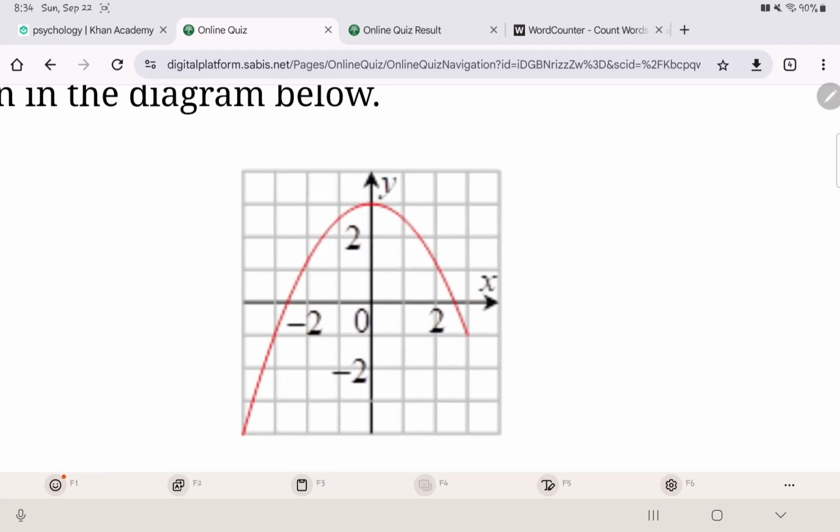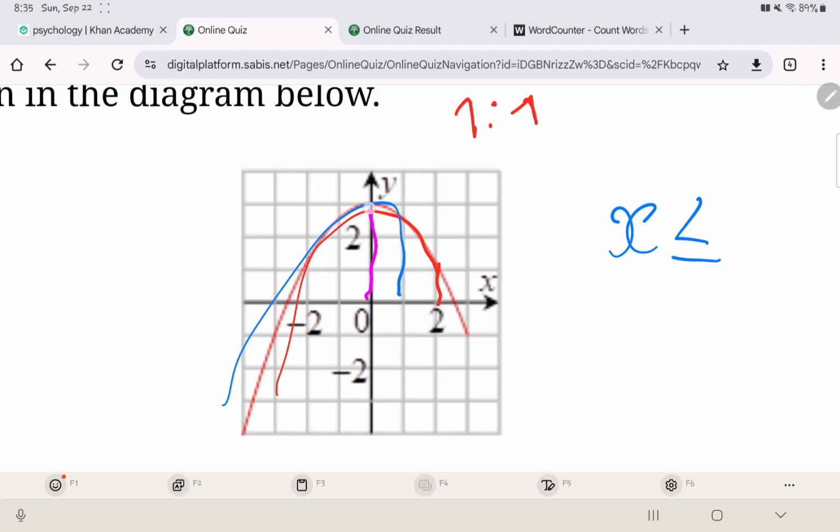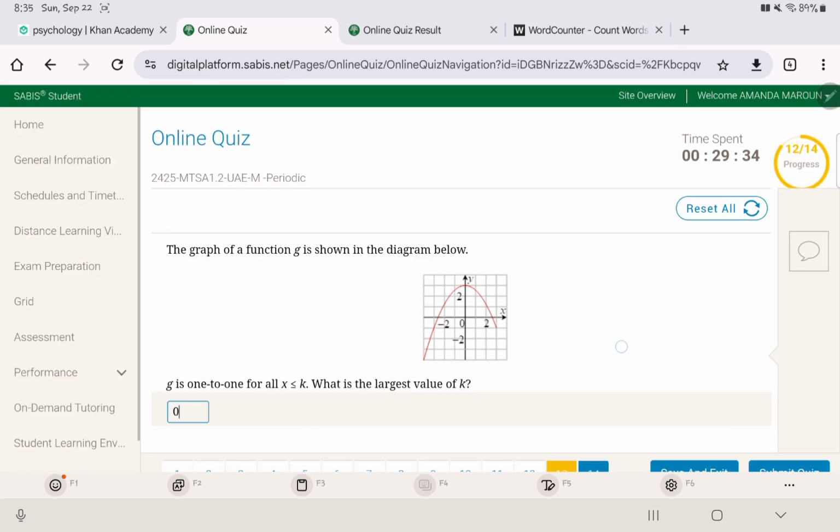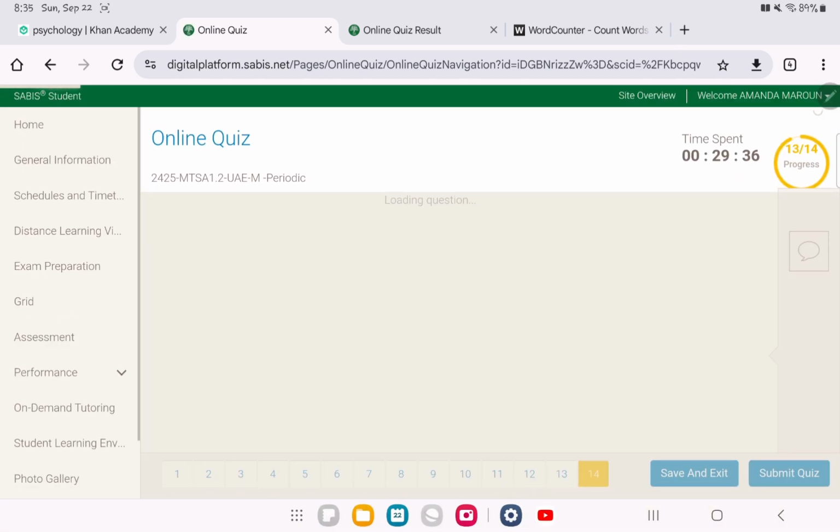Again, I will repeat. They're asking that x has to be less than a number for the function to be 1-to-1. We said if we choose 2, it's not going to be 1-to-1. And if we chose 1, it's not going to be 1-to-1. But if we chose 0, it is going to be 1-to-1. So that means the largest value of x can be 0. So our answer is 0.